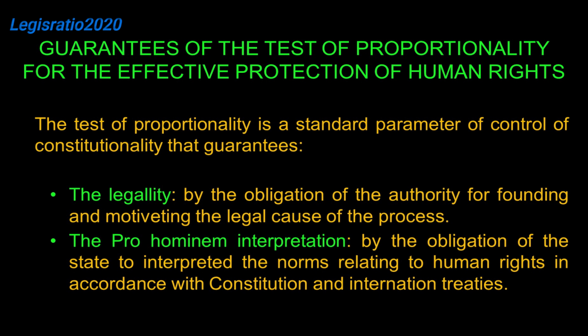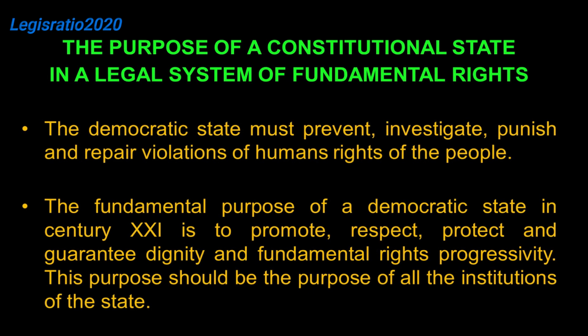Even more, all authorities have the obligation to promote, respect, protect, and guarantee human rights in accordance with the principles of universality, interdependence, indivisibility, and progressivity. Consequently, the state must prevent, investigate, punish, and repair violations of fundamental rights. In this sense, we can say that the final purpose of a democratic state in the 21st century is to promote, respect, protect, and guarantee dignity and human rights progressively. This should be the purpose of all the public institutions of the state.